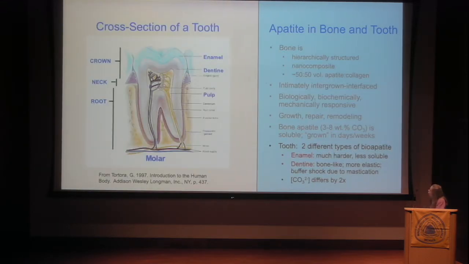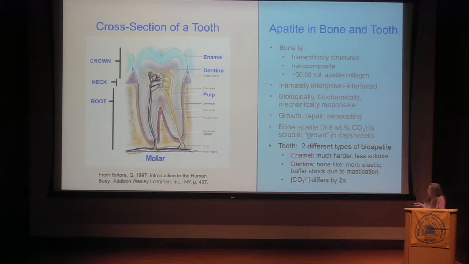Let's take a look at the tooth. You see we have two types of bioapatite here, the enamel and the dentin, very different properties. So the enamel is hard, not soluble. This is good. It doesn't have collagen in it. In contrast, the dentin, much more bone-like, elastic. I perceive it to be a sort of mechanical buffer against the shock of mastication as you're chewing.